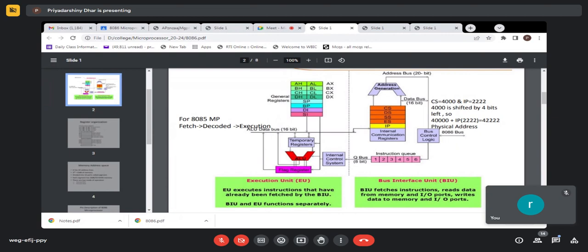While the execution unit executes an instruction, the bus interface unit fetches the instruction from the memory and stores it in the instruction queue.